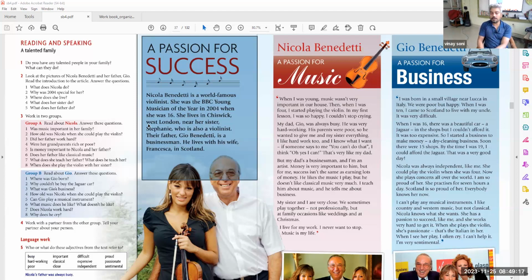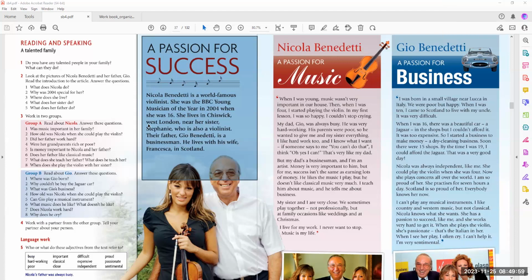Now, what does Nicola do? Everybody, please answer. Don't keep quiet. I've told you, keeping quiet is not an answer, not a response. She plays the violin. She is a violinist. And she's a world famous violinist. There are millions of violinists in this world, but this woman is not just another violinist. She's a special one.